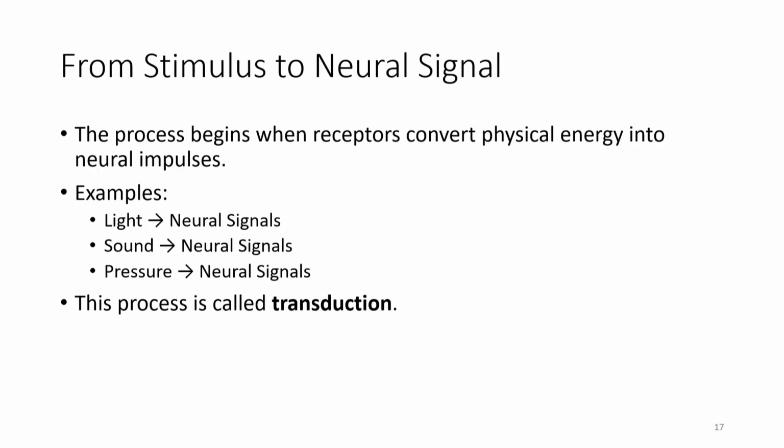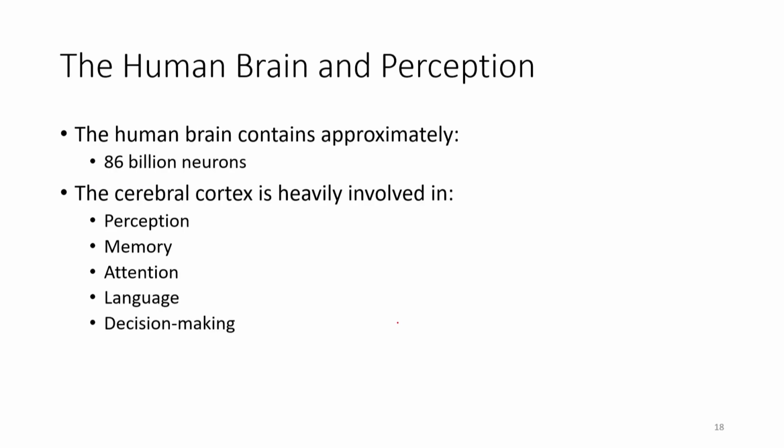So, how do we go from stimulus to neural signals? Well, the process begins when receptors convert physical energy into neural impulses. For instance, light is converted into neural signals, sound is converted also into neural signals, and so is pressure. This process of converting light, sound, pressure, etc., into neural signals is called transduction.